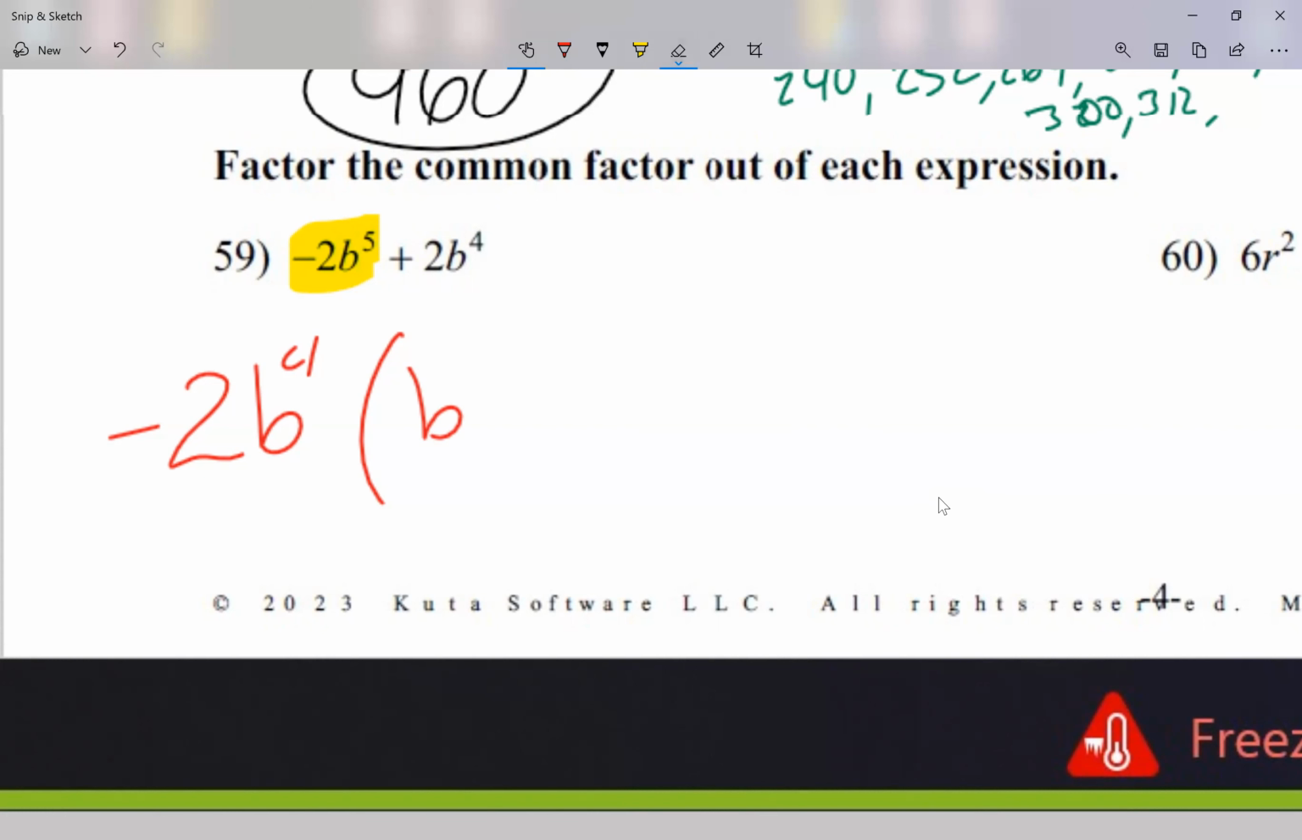Now, my second term, 2 divided by -2 is a -1. Letter-wise, I don't have anything. So in this case, I do write the 1, right? -1. I don't have a b, so I do write the 1, and that's it. I basically did the distributive property backwards.